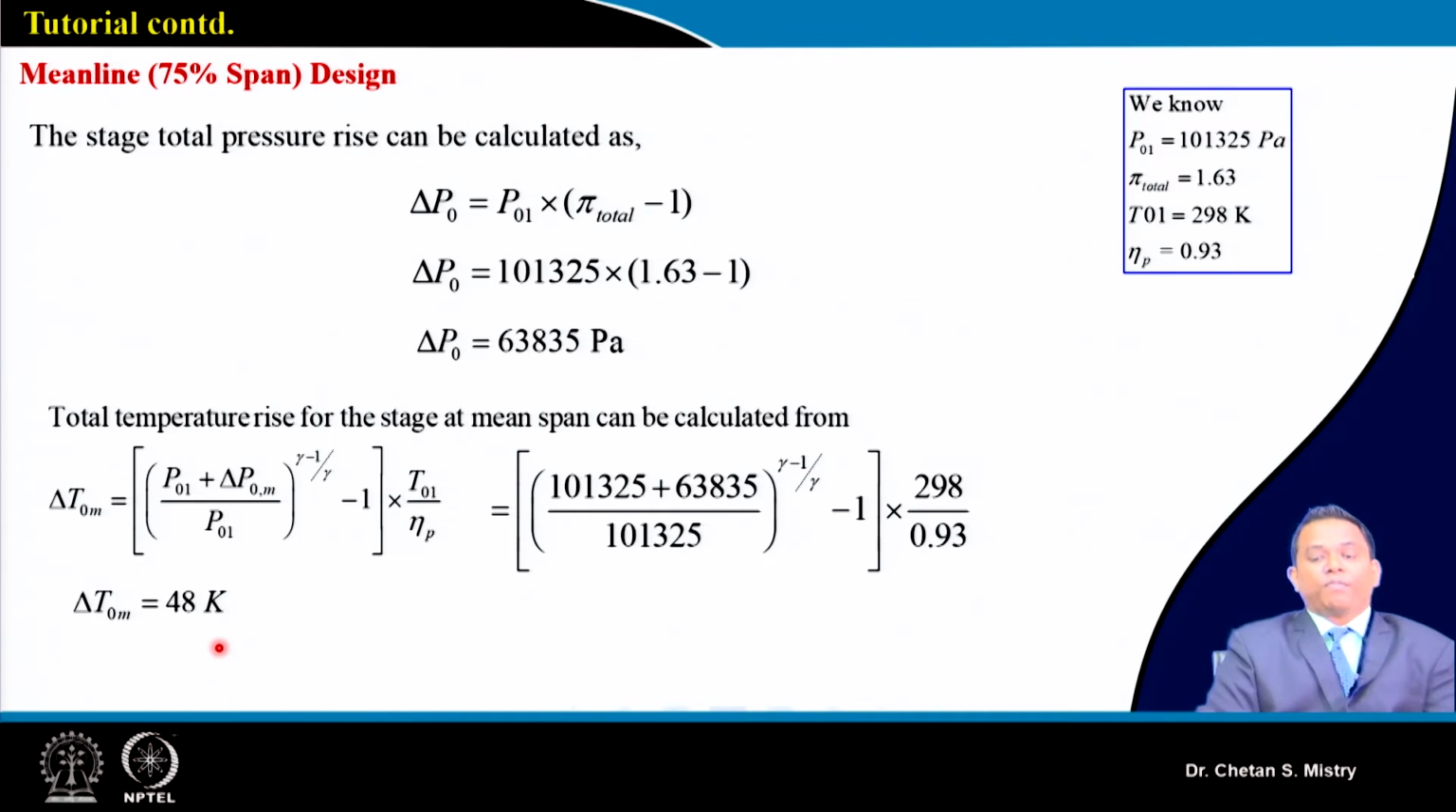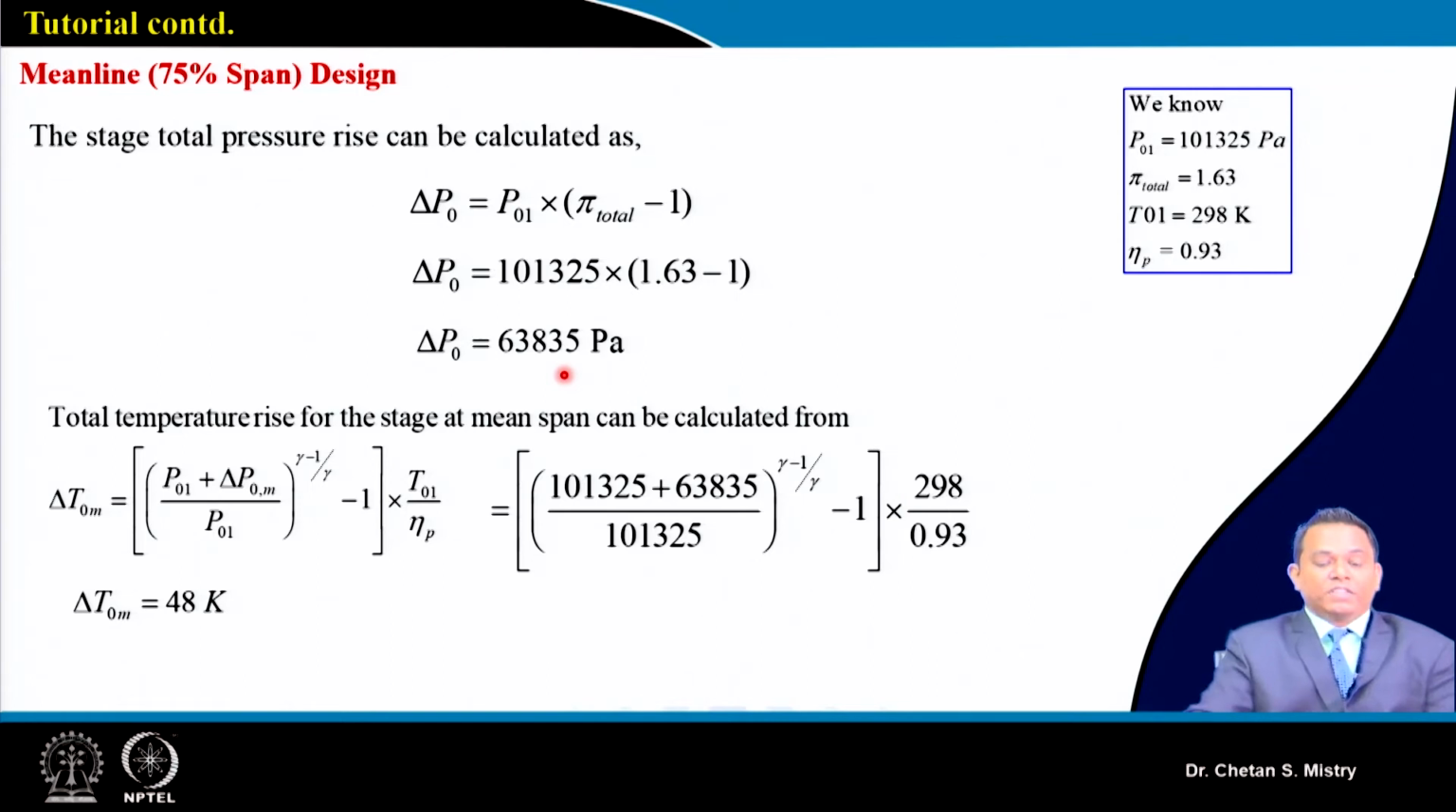So for the sake of simplicity at the initial stage, at that station at 75% span, we are taking our expected pressure ratio, which is 1.63. Okay, so across my 75% span we are expecting our delta P0, which is coming as, say, P01 into (1.63 minus 1), and this is coming as delta P0. So you can say at 75% span, we are looking for this pressure rise.